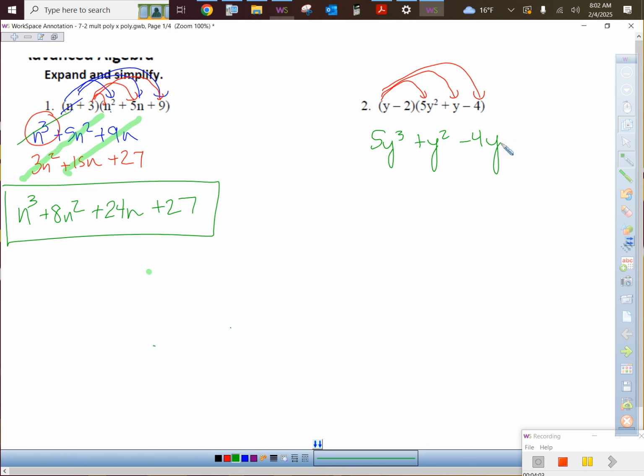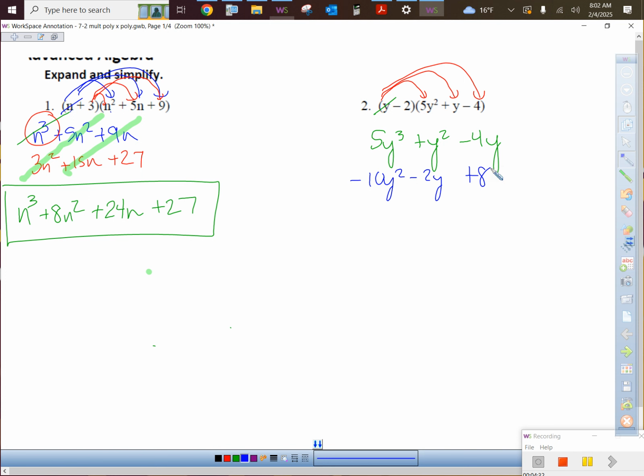So 5y cubed plus y squared minus 4y. Cross him out. And then, of course, the big error that we make is sometimes sign errors. We're not going to distribute a 2 through. What number is it really? It's not a 2. It's a negative 2. Right? So minus 10y squared minus 2y plus 8.